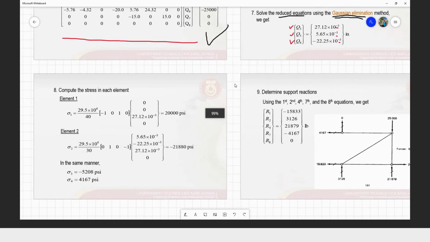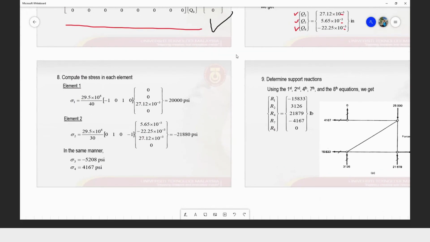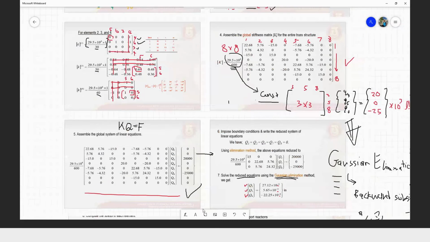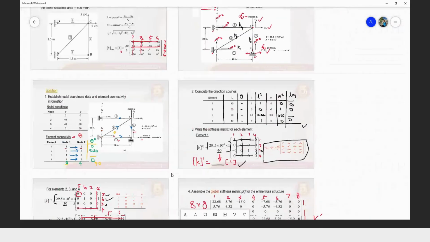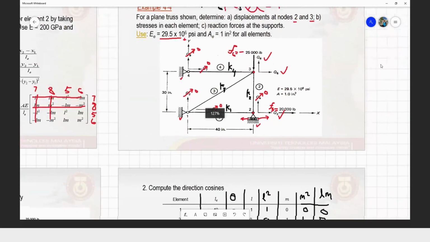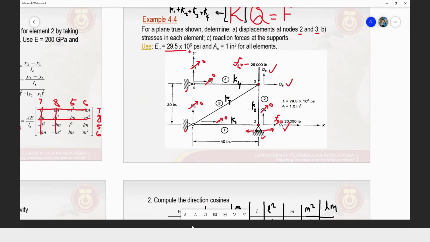Alright. So for the element number 1, we need to obtain the. So we go back there. I think I remove all the sketches first. It looks messy now. But if you have any question, tanya tau.